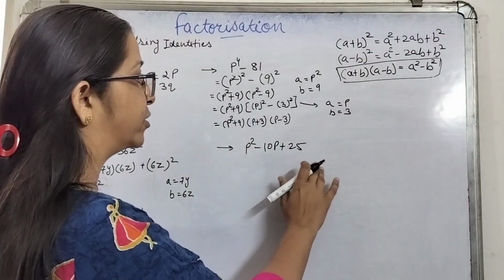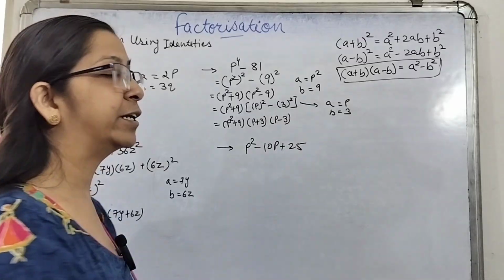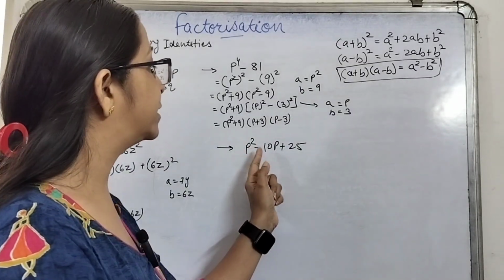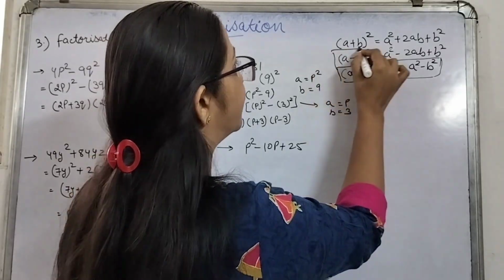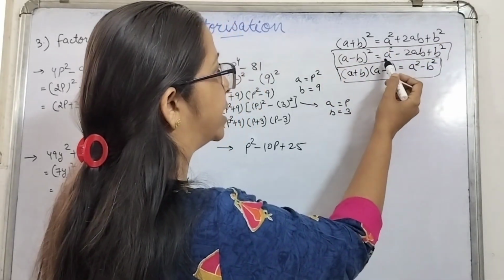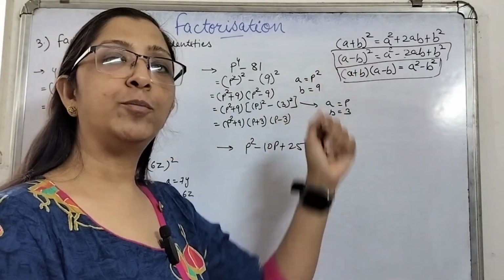Now, if we have three terms in the given algebraic expression in which the first and last terms are perfect squares and the middle term is negative, then it could be converted into this form. That is a minus b whole square is a square minus 2ab plus b square. Now let's check whether it is coming in this form or not.